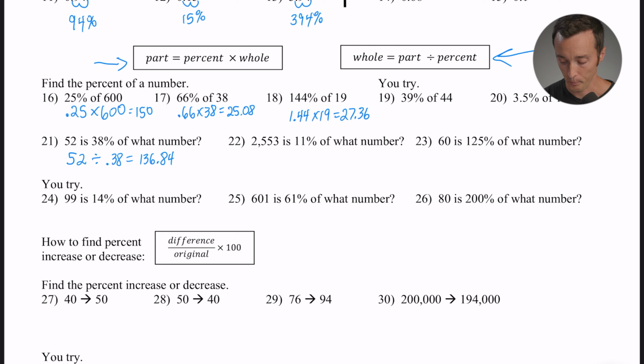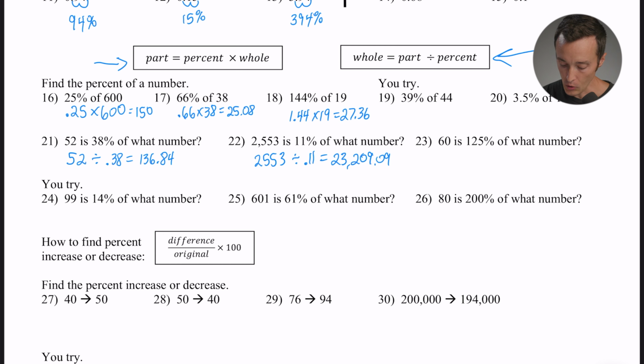Okay? So remember, if they're asking for a percentage of a number, you use the first formula that we gave, where you multiply them. If they give you the part and the percentage, you have to use the second formula. So let's look at number 22. 2,553 is 11% of what whole number? Well, they give you the part, it's 2,553, and they give you the percentage. So we can just divide those. Again, divide by the decimal form of 11%, which would be 0.11. If we divide those out, we're going to get 23,209.09.